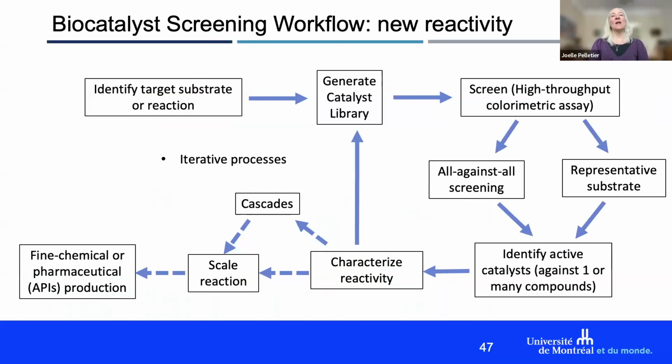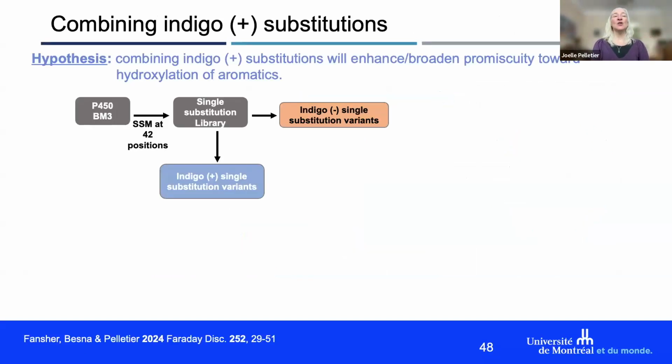Now, we can also see this as iterative processes. I've been speaking up till now about point substituted libraries. So all the results I've shown are where a single amino acid had been changed in the target enzyme cytochrome P450 BM3. But we can now recombine those substitutions, and in an iterative process, we can now combine substitutions and see what that gives us. So the hypothesis here is that if we combine indigo positive substitutions, we will enhance, we will broaden perhaps promiscuity towards hydroxylation of aromatics as one target.